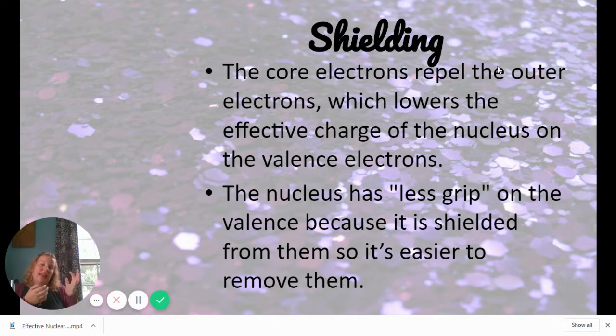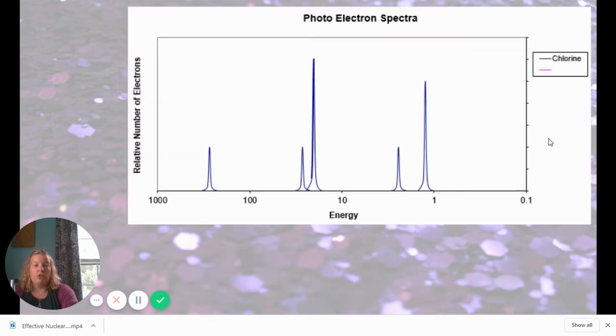The way that it works is that the more layers of core electrons you have, the more shielded your element is from the influence of the nucleus. The more layers of electrons you get between your element's valence electron and the nucleus, the less effect that nucleus has. So effectively, the nucleus has less grip or less hold on the valence electrons because it's shielded, and so it's easier to remove them. What I'd like to show you is the PES spectra for chlorine.